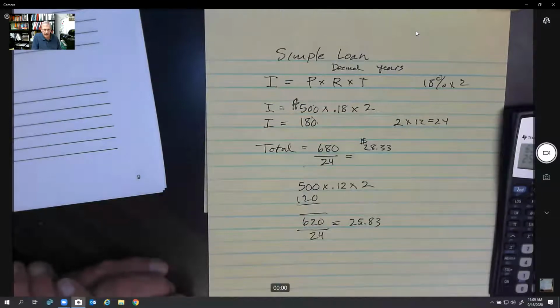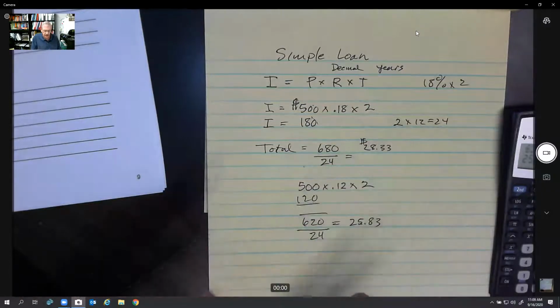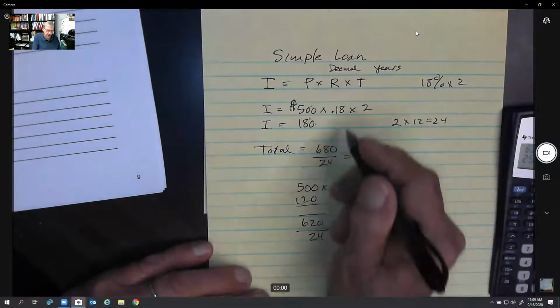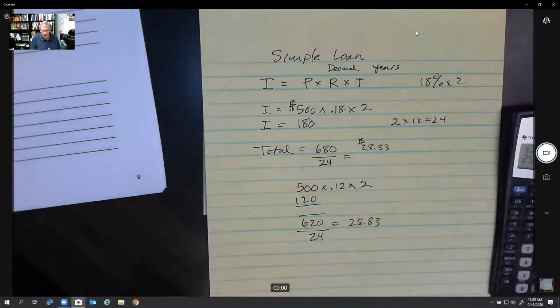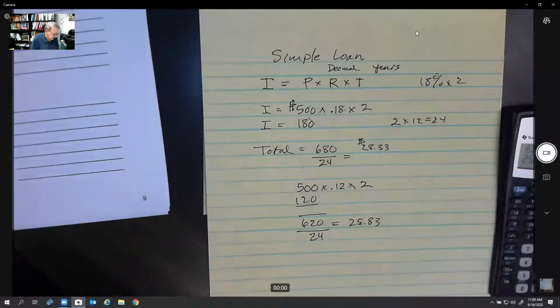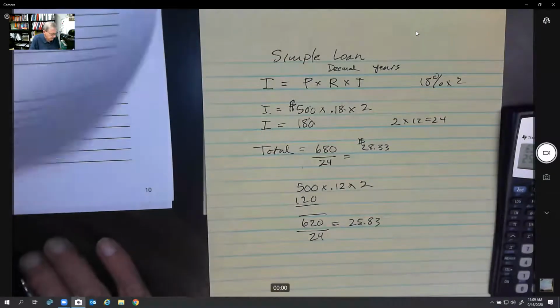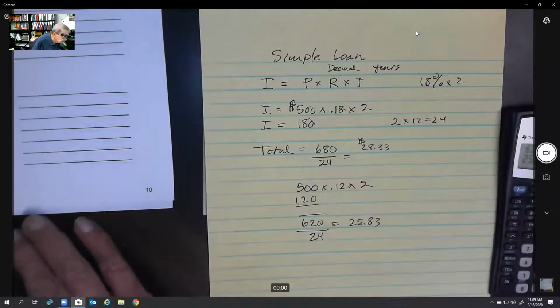Maybe it's not worth the hassle, but on a long-term loan, like a mortgage on a house, the difference could be a huge amount. Okay, and also a huge amount in your payment. What else we got here?